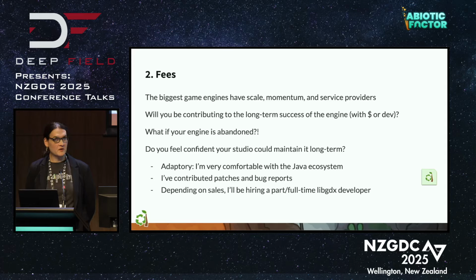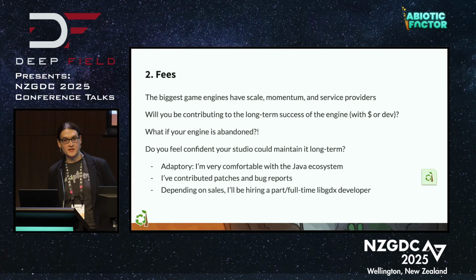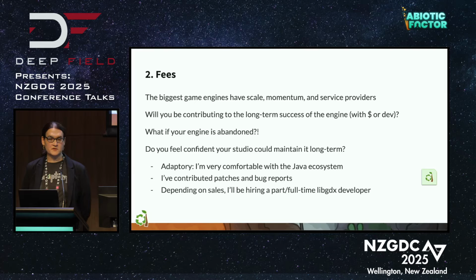In that case, do you feel confident that your studio can maintain it long-term, or if the engine is abandoned, is that the end of your project? So with Adaptree, I'm very comfortable with the Java ecosystem, which is why I was looking into Java engines in the first place. I've already contributed patches and bug reports upstream. They've been accepted. And the plan with Adaptree, depending on how early access sales go, is that I'll be hiring a part or full-time developer just to focus on the engine.